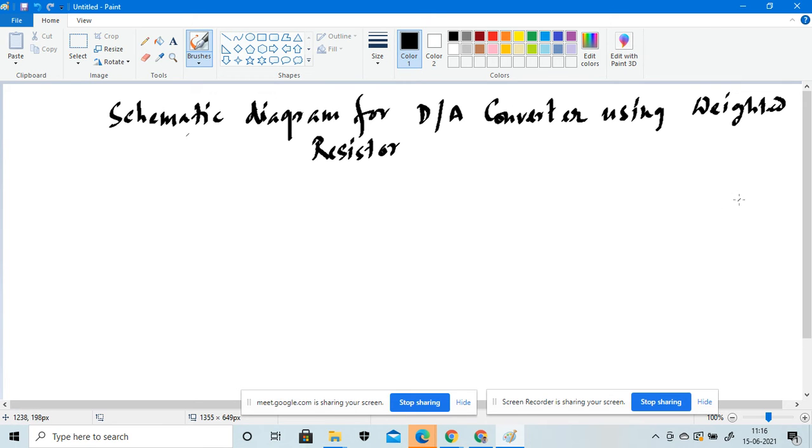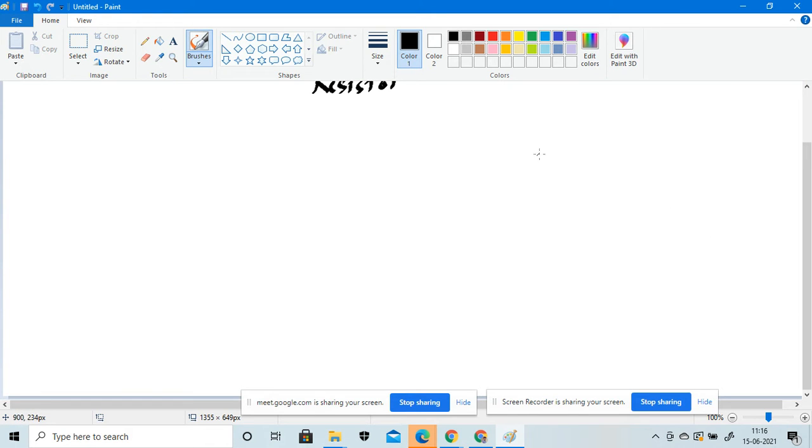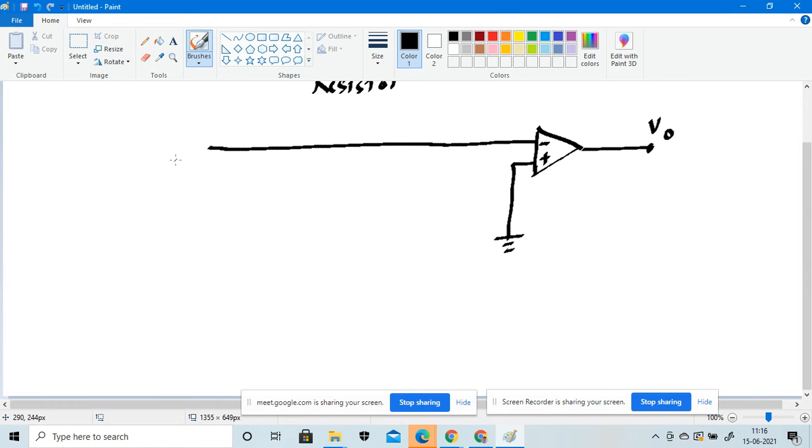So my diagram should be like this. Okay, so if I draw, we are considering one op amp like this. So this will be minus, this will be plus. So we are getting the input that will be my V0. Okay, so that should be ground. Okay, and we are considering here some weighted resistors, right? So from there we are considering one resistor.